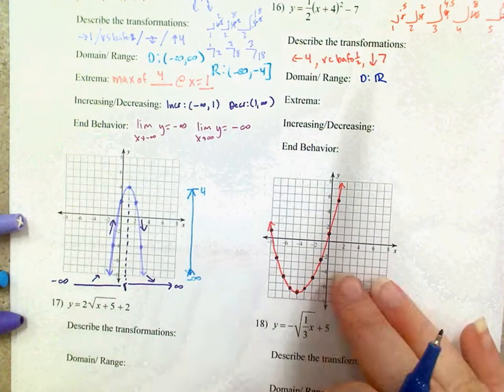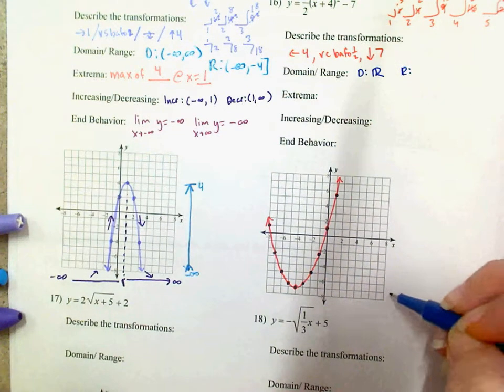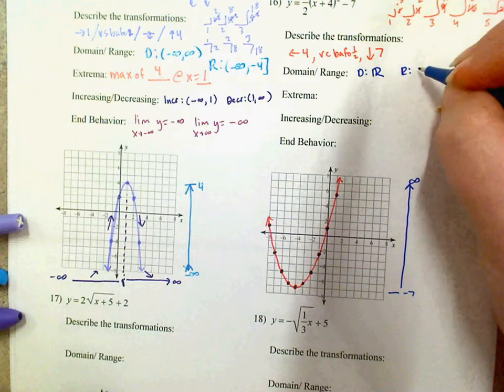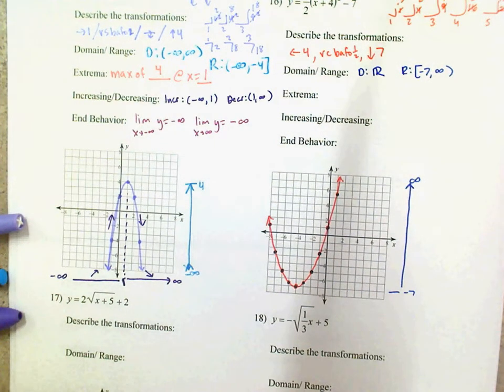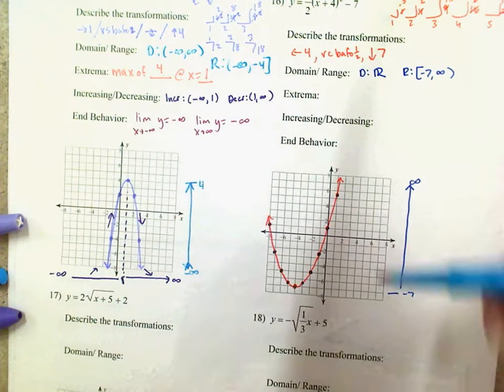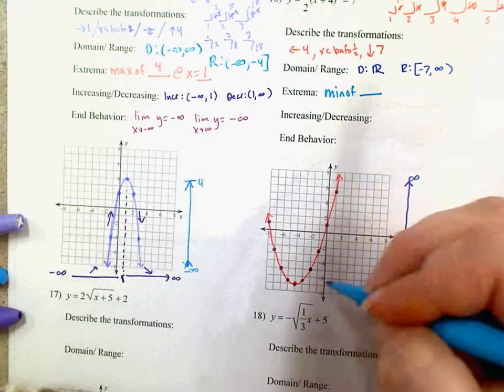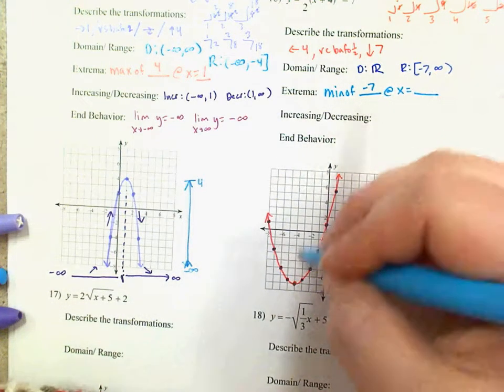Okay. Range is how low and how high it goes. The lowest it actually goes is negative 7, and it goes up to infinity. So negative 7 up to infinity. My extrema, we have a minimum here. So we have a min of negative 7, the lowest it goes, and that occurs at x equals negative 4.